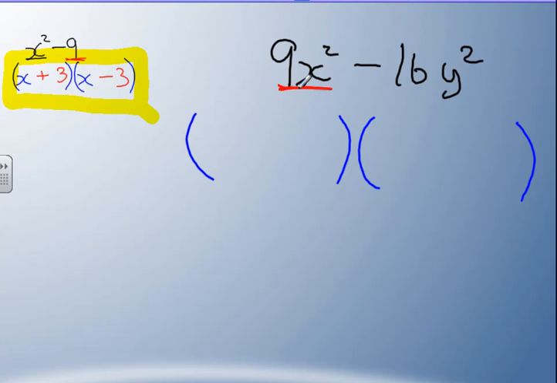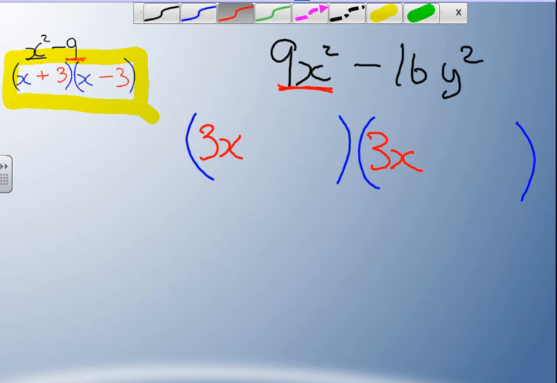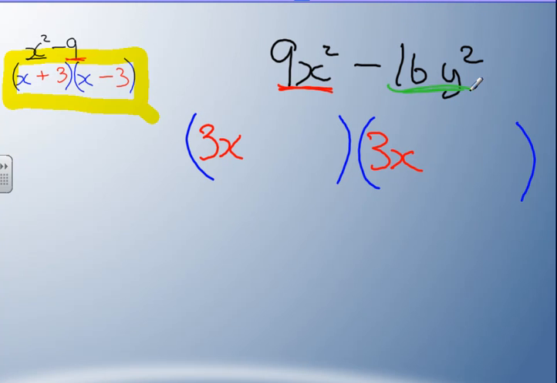Starting with my first one, square root of 9x squared. Square root of 9 is going to be 3. Square root of x squared is just going to be x. So my first term is 3x. Now we switch over to my second term. Square root of 16 is 4. Square root of y squared is y. So my second term is 4y.